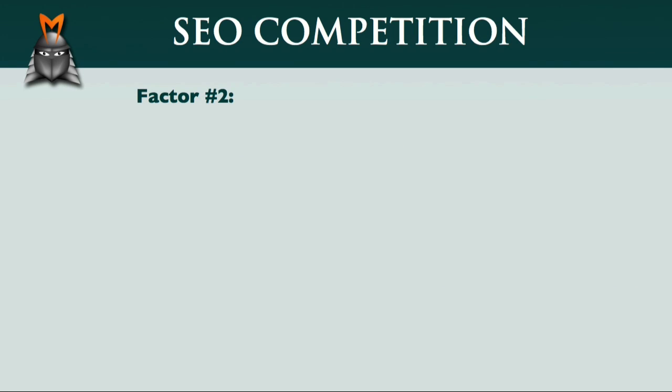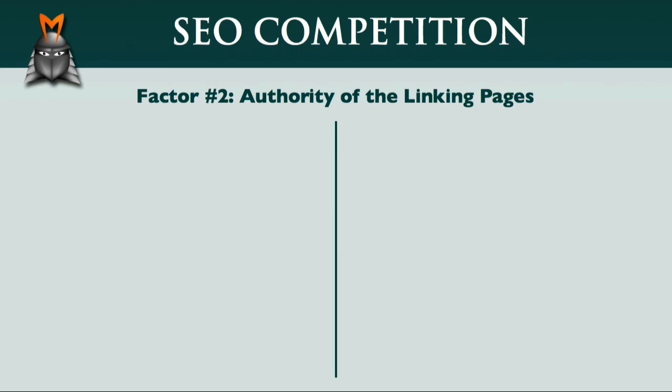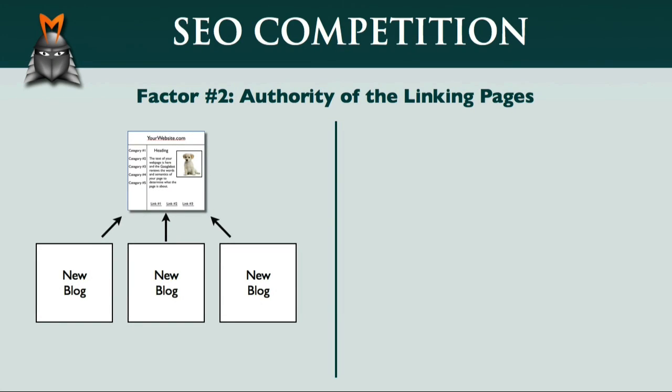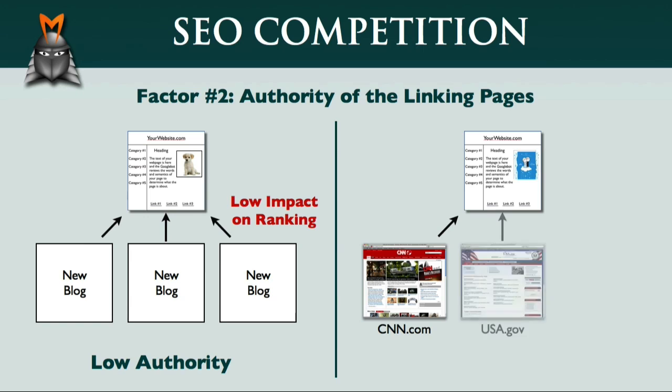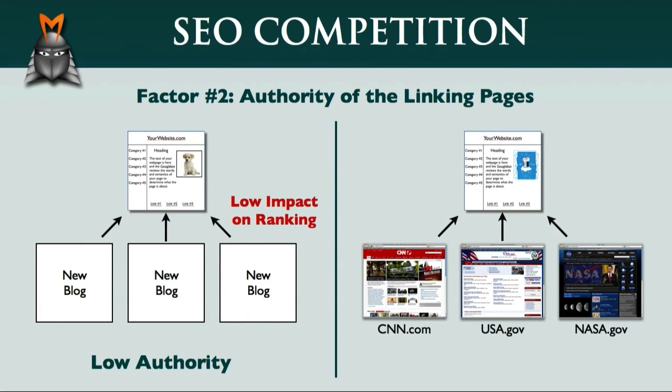A second factor that influences the rank of a particular page is the authority of the linking pages. For example, let's take a look at two pages on the internet which both have three incoming links. The first website is linked to by three relatively new bloggers who just enjoyed reading the page. These linking pages do not carry a lot of authority, and so the ranking impact of these links will be minimal. The second website, on the other hand, is linked to by CNN.com, USA.gov, and NASA.gov. These linking pages clearly do carry a lot of authority. The fact that these high authority sites are linking to this page transfers authority to the page and has a high impact on its rank in the search engines.